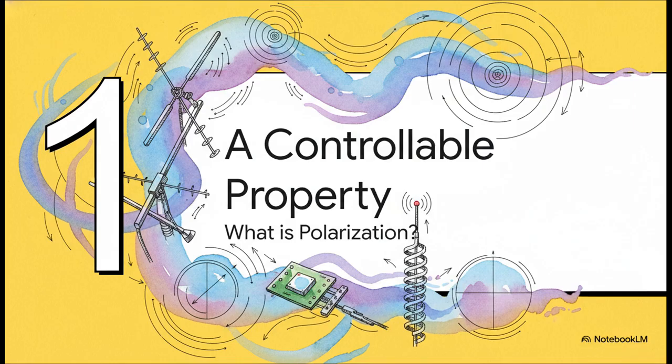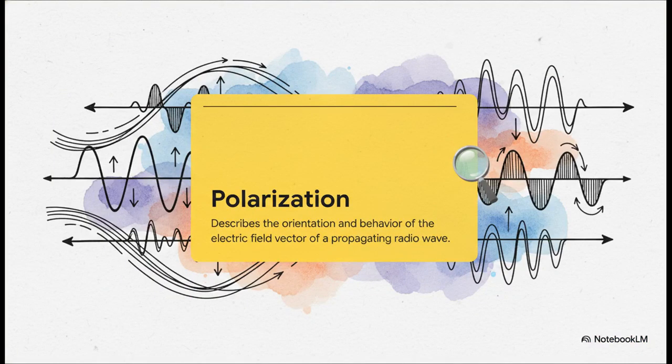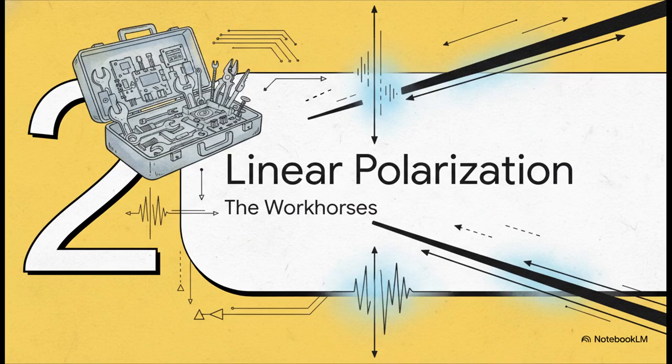Okay, so let's get right to it. Before we can talk about controlling this property, we have to get on the same page about what it actually is. When you boil it all down, polarization is all about the orientation of the electric field as that radio wave is flying through space. Is it wiggling up and down vertically? Is it going side to side horizontally? Or is it actually rotating in a circle? That orientation is precisely what we can generate, select, and match up to make our RF links work beautifully.